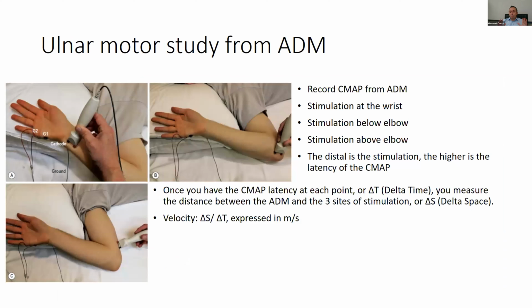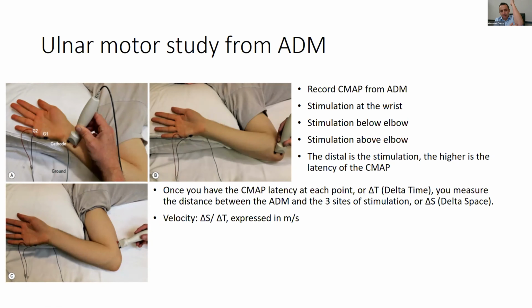So generally, when we approach a patient with suspicion of ulnar neuropathy at the elbow, we start with a motor conduction velocity, and we record the CMAP from the ADM. So we apply the recording electrode on the ADM. Of course, we need to make sure that there is good grounding. And then we stimulate the nerve at the wrist, below the elbow and above the elbow. What we try to find is whether there is a reduction of the conduction velocity across the elbow.